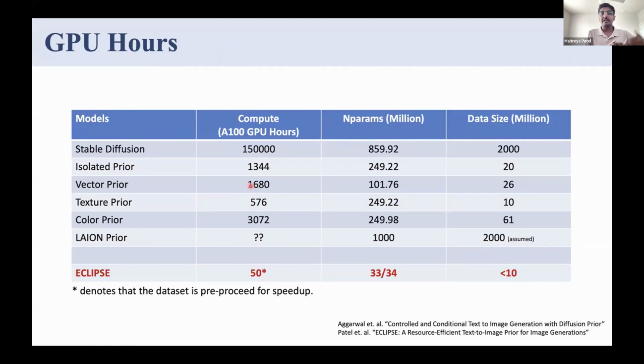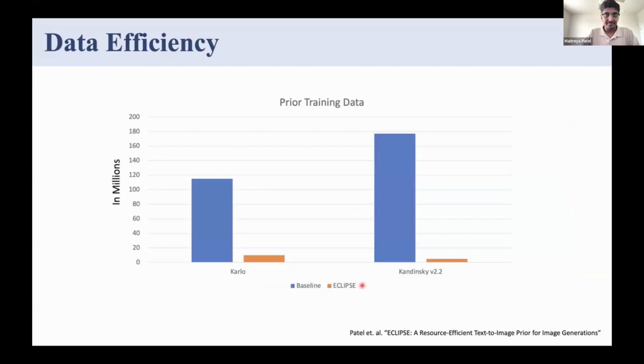So if we take a look at a more comprehensive survey of how many GPU hours it requires to train these models, we find that Stable Diffusion requires more than 150,000 GPU hours, and corresponding baselines like different priors require at least 1,000 GPU hours. And we find that ECLIPSE can be trained with only 50 GPU hours, which means we can just use a single laptop GPU, train for 2 days, and still get a state-of-the-art text to image model, because it takes only 30 to 34 million parameters and the data requirement is really small.